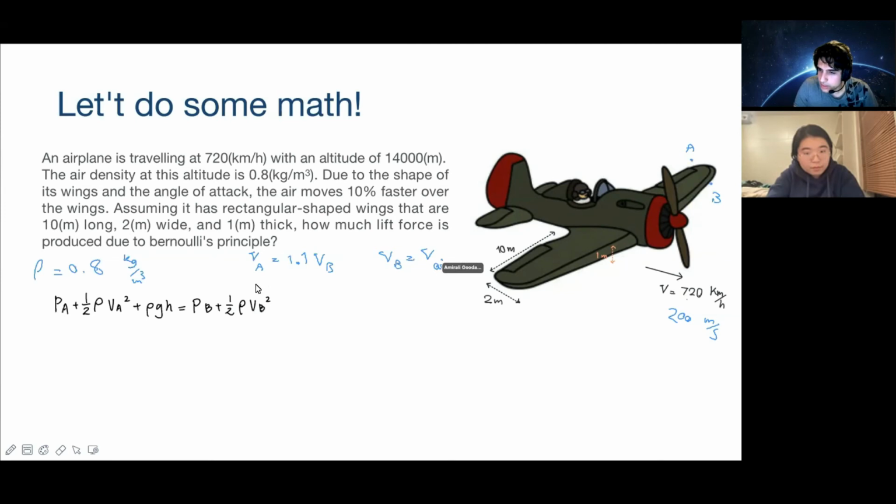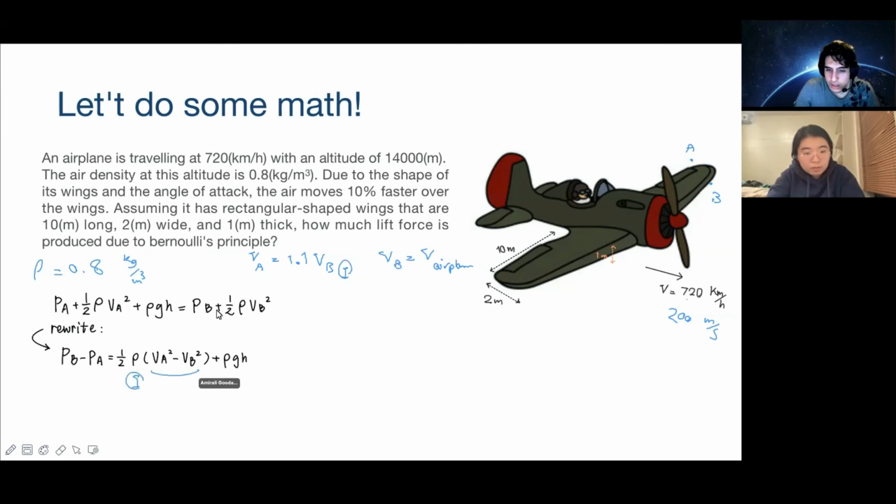So if you write the Bernoulli's principle, we're going to get this one. If you rearrange that one, we get this other equation. And because of this relation here, I can replace this with 0.21 VB squared. And we have numbers for everything.